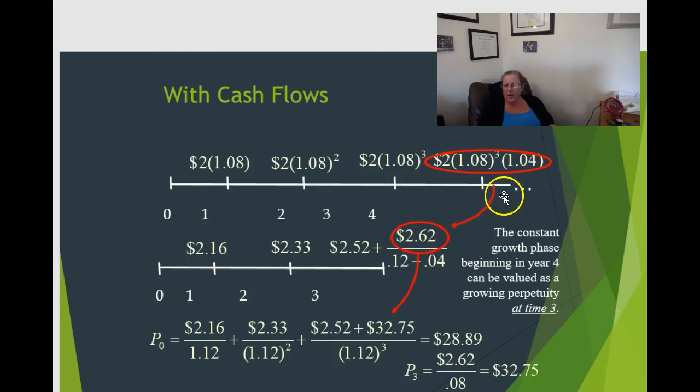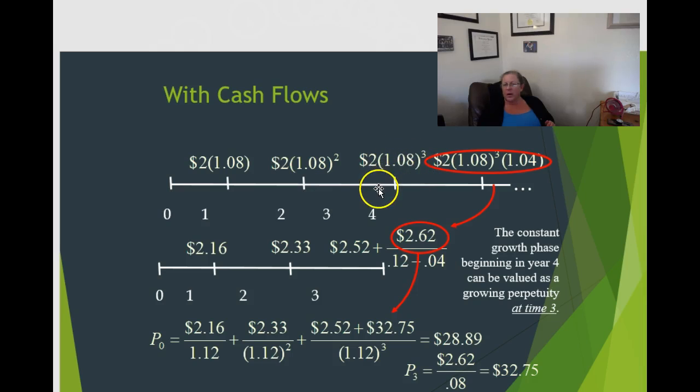So you draw out a timeline, you have dividend, the first dividend is $2, and remember it has a growth rate of 8%. So we're going to multiply it times 1 plus 8%. And then we have the second dividend in year 2, and it's $2 times 1.08 to the second power. And then the third one is 2 times 1.08 to the third power.